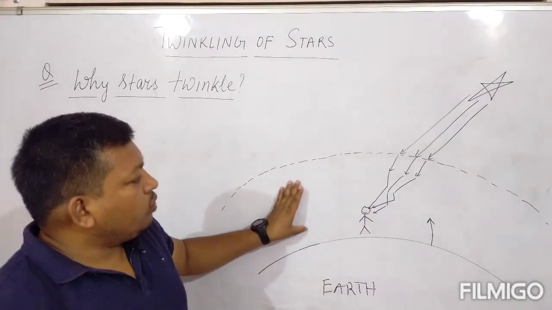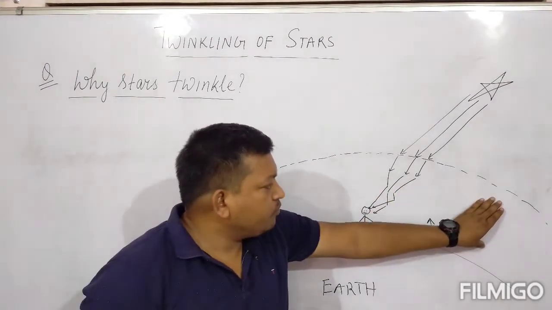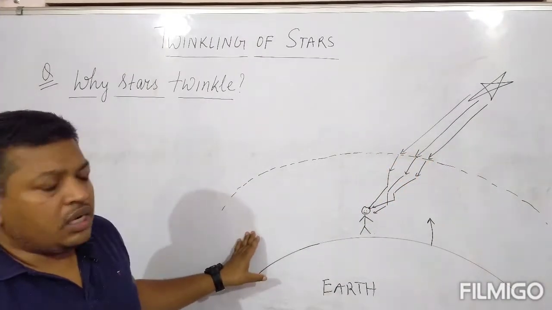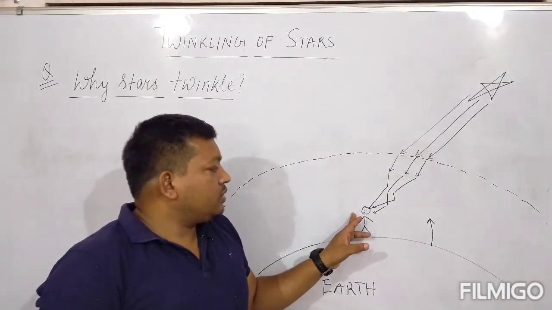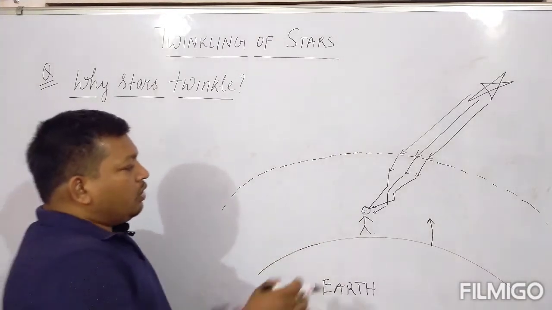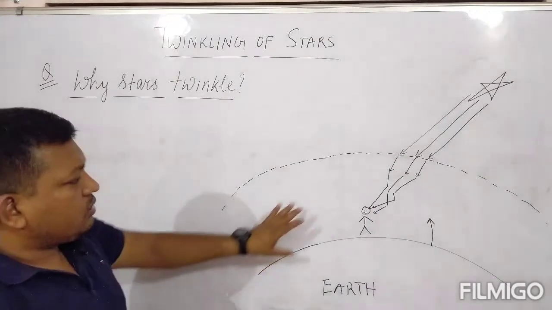Means only due to different physical condition of the atmosphere, the light suffers multiple refraction, and the observer sees the light sometimes of high intensity, sometimes of low intensity, and observes the star as a twinkling body. So this is the explanation.